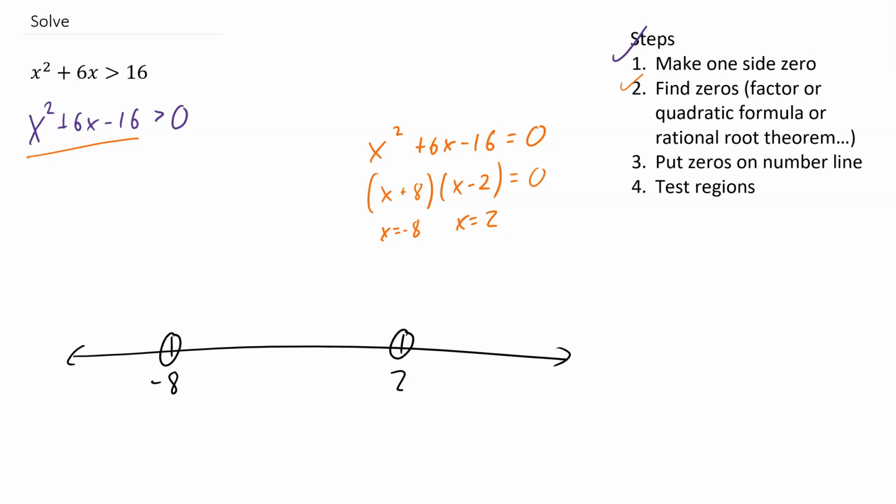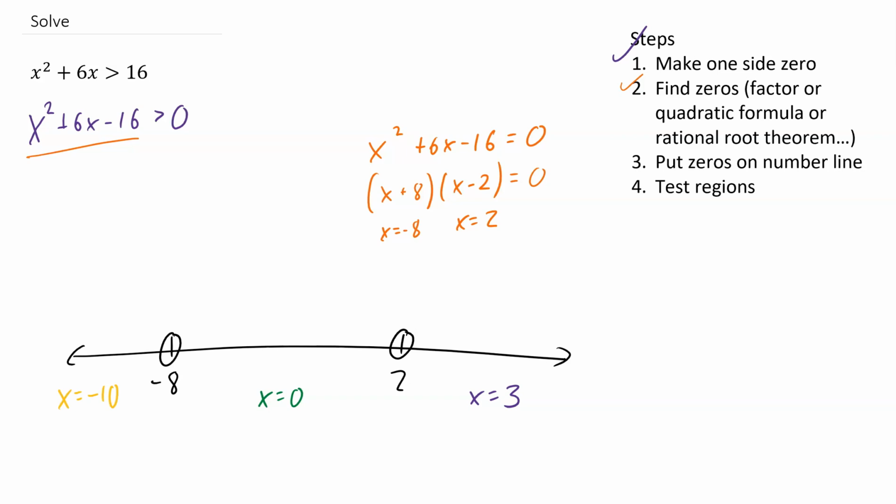And what these numbers do, -8 and 2, is they essentially break up the number line into 3 pieces. There's this piece, there's this piece, and there's this piece. I just need to choose one number from each piece to decide whether or not to include that region of the number line in my final answer. For instance, maybe between -8 and 2, I try x equals 0. Or past 2 is a number like 3. Or before -8 is a number like -10.